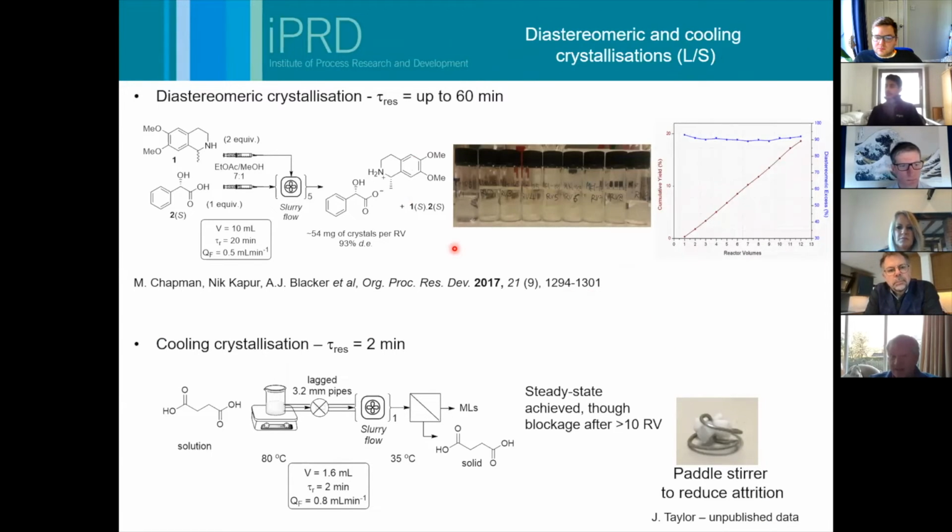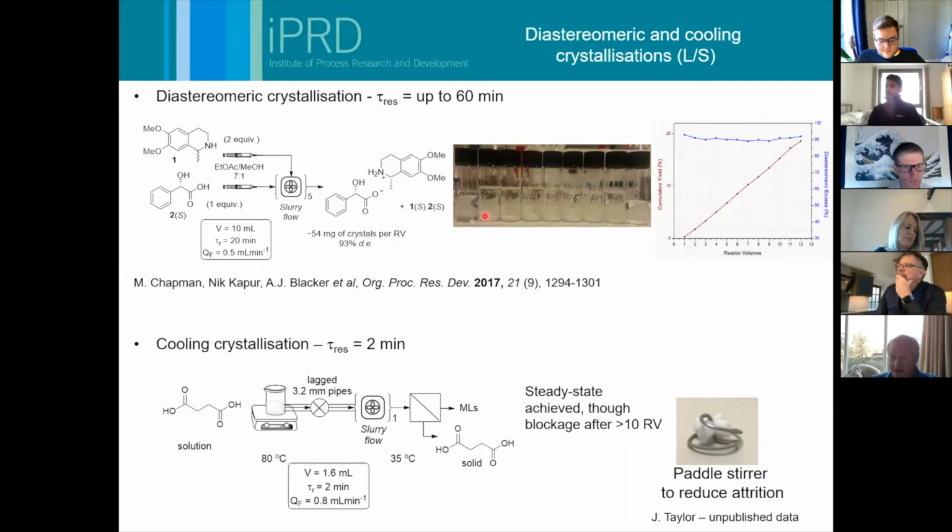So in this case, the crystallizations were quite slow, and we needed residence times of about an hour to do that. So in this case, we injected an acid and an amine, and when those two met in the solution in ethyl acetate methanol, they crystallized out in the reactor, and then they formed a slurry which would slowly flow through and then generate crystals of the diastereomeric product here.